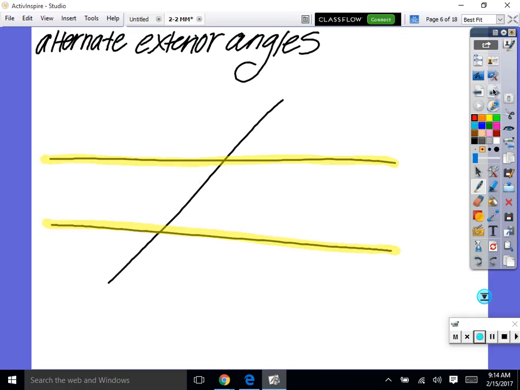Okay, next one. Alternate exterior angles. Outside. So, and they alternate. So it's got to be over here, right? What do we know about those? They're equal. There's another alternate exterior angle, that and that.